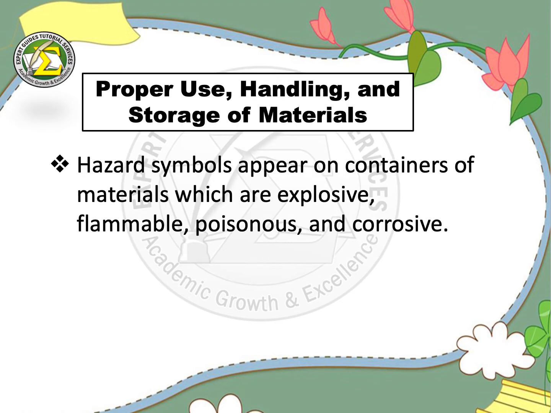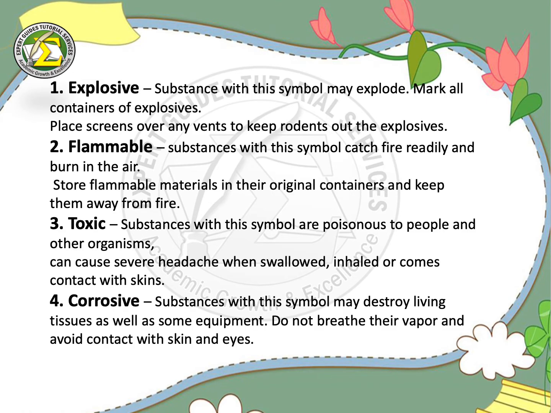Now we should be aware of the proper use, handling, and storage of materials. We should be wary of hazard symbols which appear on containers of materials which are explosive, flammable, poisonous, and corrosive. I will be discussing and asking later the appearance of these symbols. For now, let us discuss their definitions.